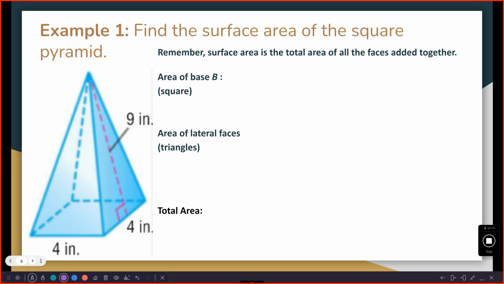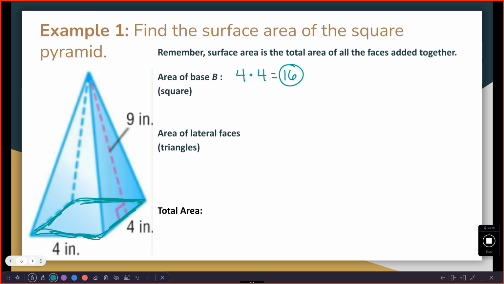So example 1, find the surface area of the square pyramid. So first, let's find the area of the base, or capital B. So this is your base, and it is a square. And in order to find the area of any square, you would do 4 times 4, and you get 16. All right, so the area of that square, 4 times 4 is 16.